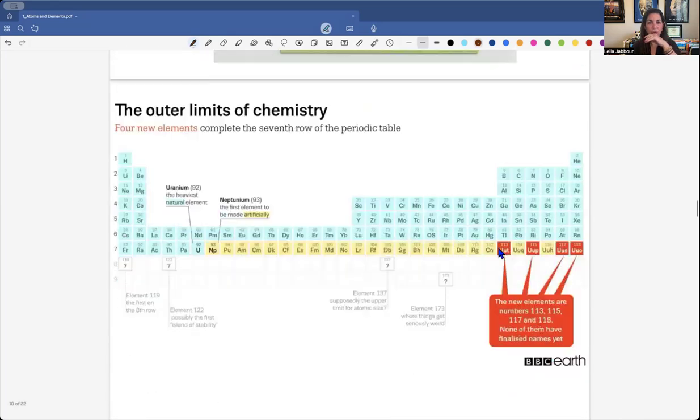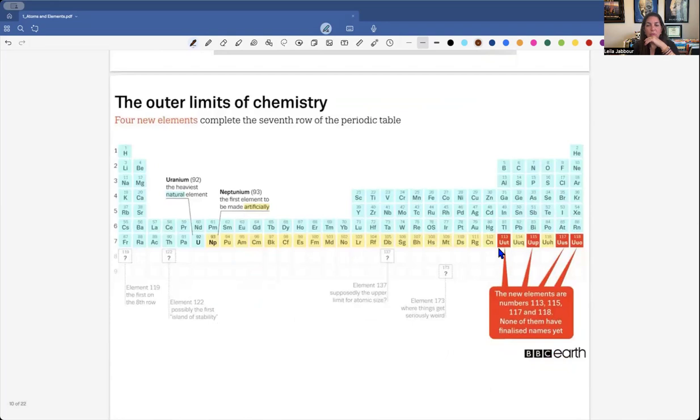I just want to show you a little bit more about the periodic table and its outer limits. These are elements that are brand new. The new elements are number 113, 115, 117, 118. They don't even have a name yet because we just discovered them. I don't have dates either. I don't know when that was.